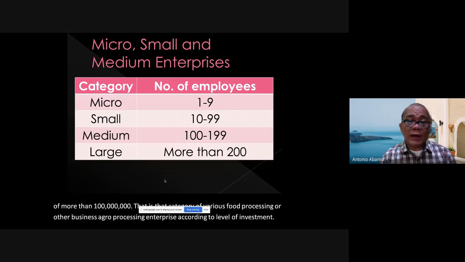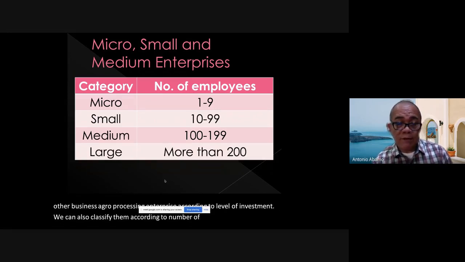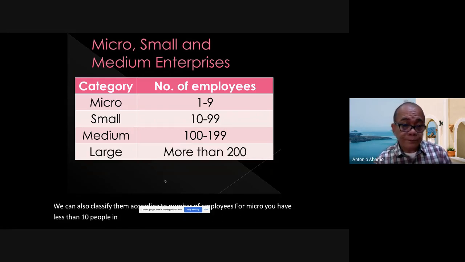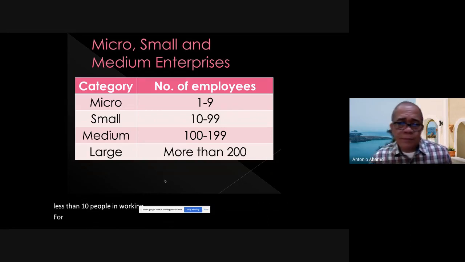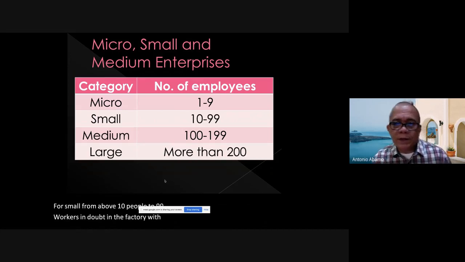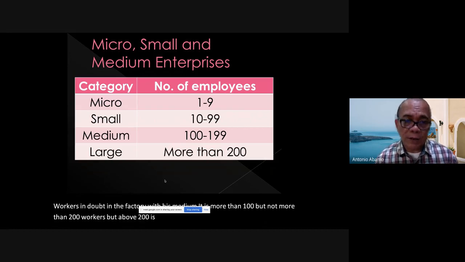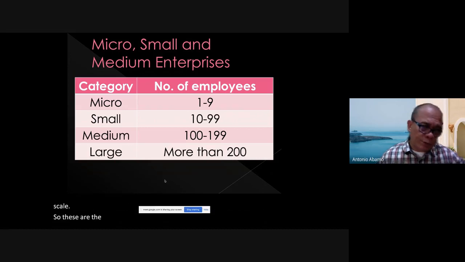We can also classify them according to number of employees. Okay, for micro, you have less than 10 people working. For small, from 10 people to 99 workers in the factory. With medium, it is more than 100, but not more than 200 workers. But above 200 is already large-scale operation, okay? So these are the categories. When we talk about small enterprise, we mean something there, no?